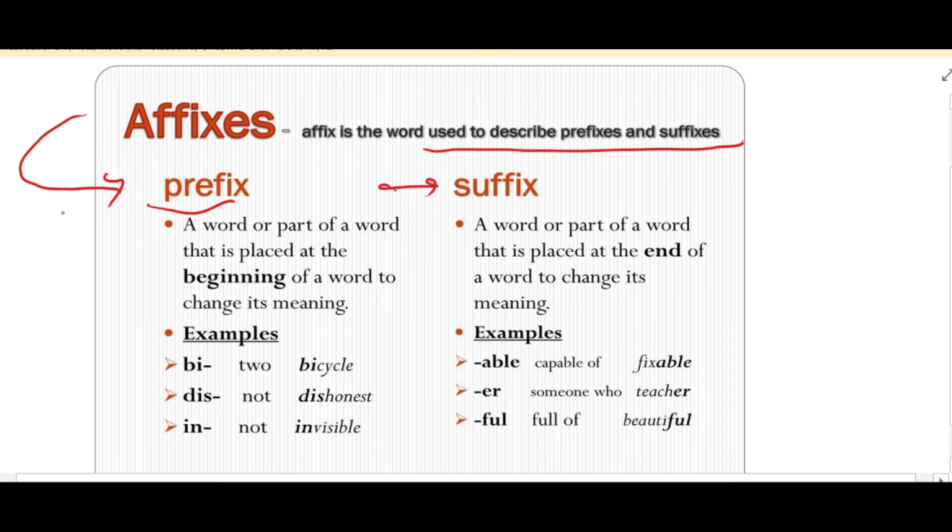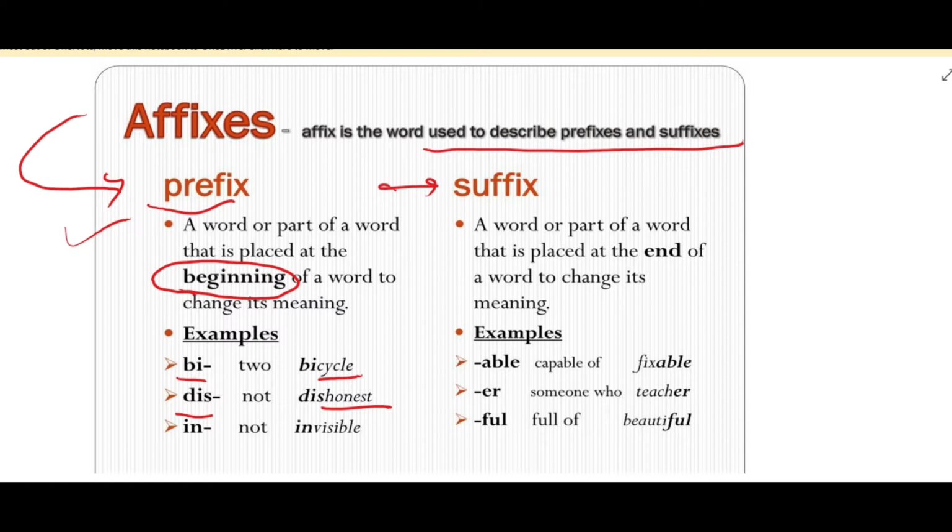So what is prefix? Prefix is a word or a part of a word that is placed at the beginning. Remember this point, that prefix is placed at the beginning of a word to change its meaning, or we can say just to make new words we take the help of prefix and suffixes. For example, if we add bi, meaning by, with the word cycle, it becomes bicycle. In the same way, the word is honest and we add dis in the start, so it becomes dishonest. Honest has a positive meaning, dishonest gives some kind of negative meaning.